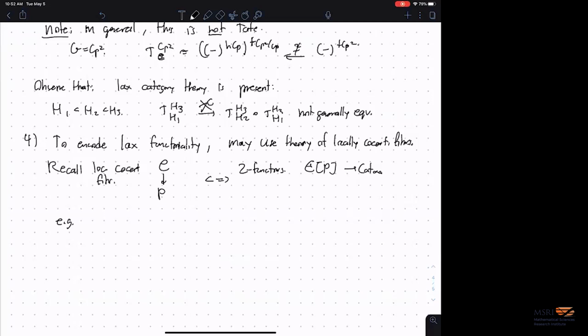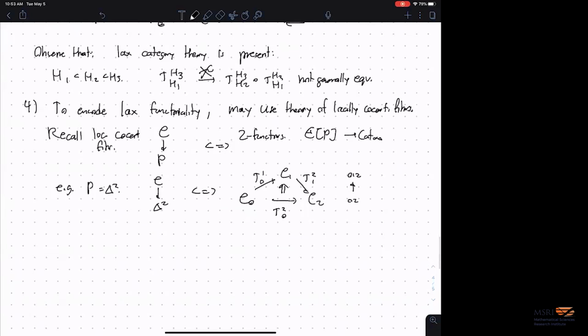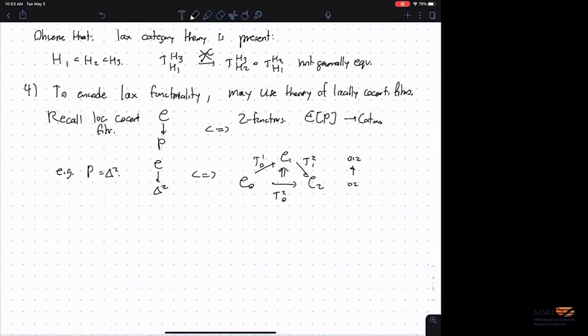For instance, if P is delta 2, then I'm saying that locally co-Cartesian fibrations over delta 2 correspond to the following picture. So I have C0, C1, and C2 as the fibers. I have the monodromy, but then I have a natural transformation from the tau 2-0 to the composition of tau 2-1 and tau 1-0. Well, that's just encoded in C frac delta 2 by the string inclusion from 0-2 to 0-1-2. And every notion or concept of lax category theory, which I'll be discussing in this talk, can be stated in terms of locally co-Cartesian fibrations. So you need not think about this straightening, unstraightening correspondence. You can just think about the locally co-Cartesian fibrations for everything we're doing.